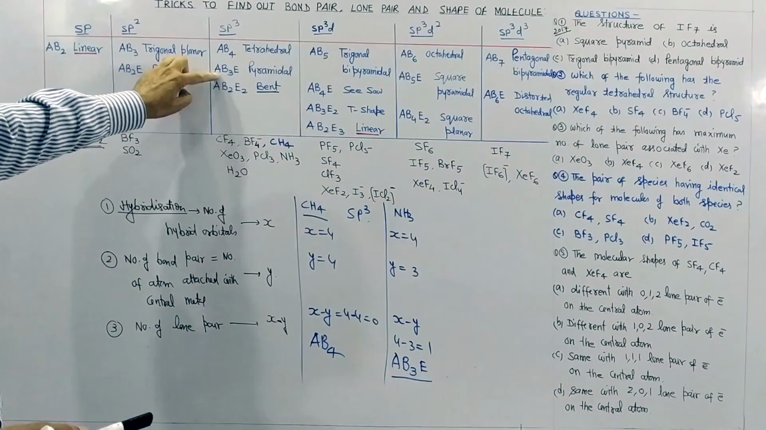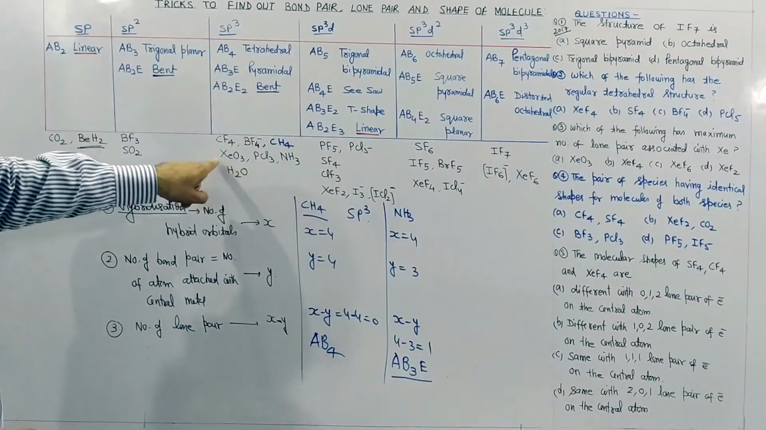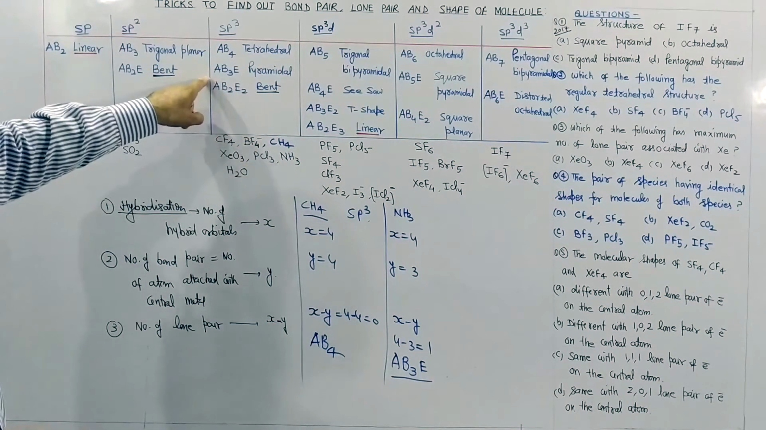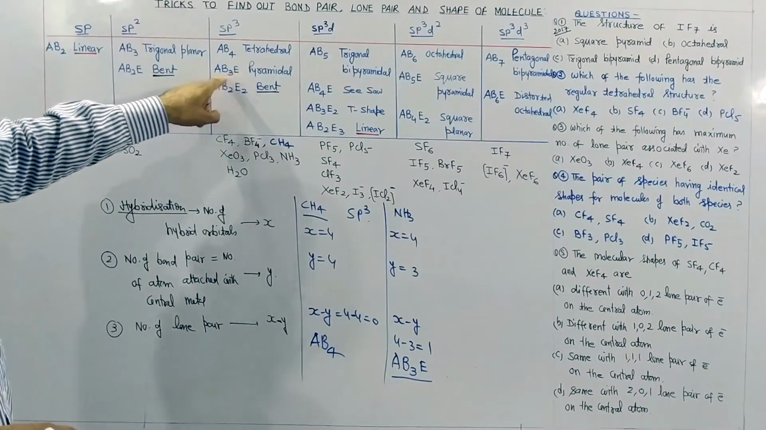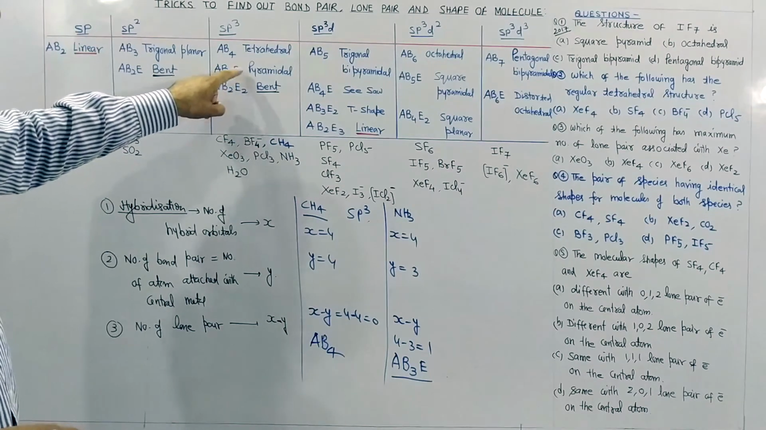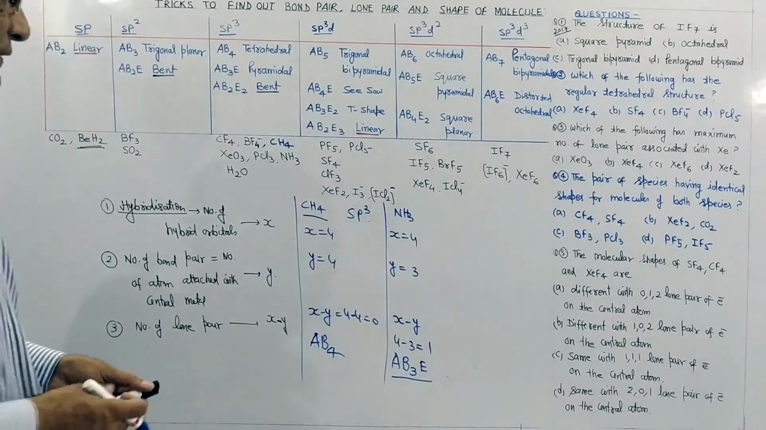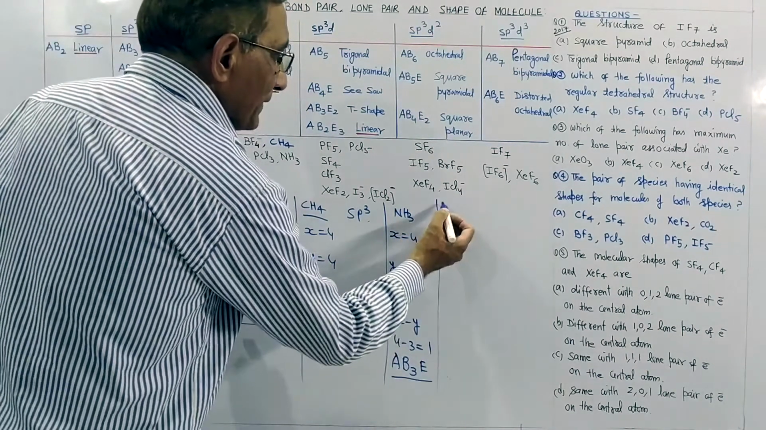AB3E, the molecule will be pyramidal. All these are examples of this category. So it will be AB3E. AB3E means 3 bond pair, 1 lone pair, as we discussed here. We will take one more example here.